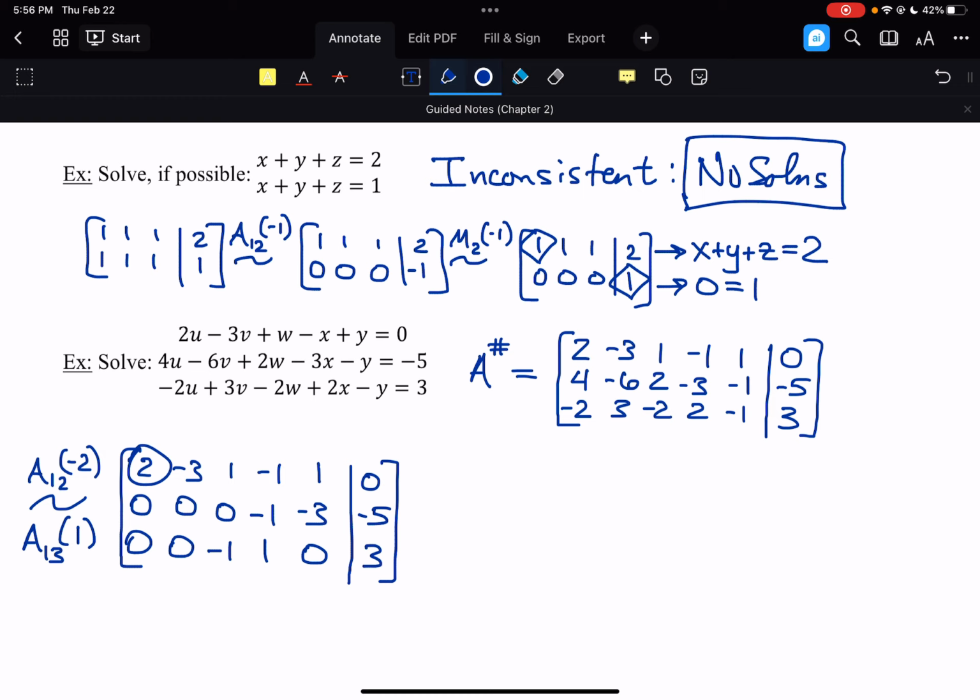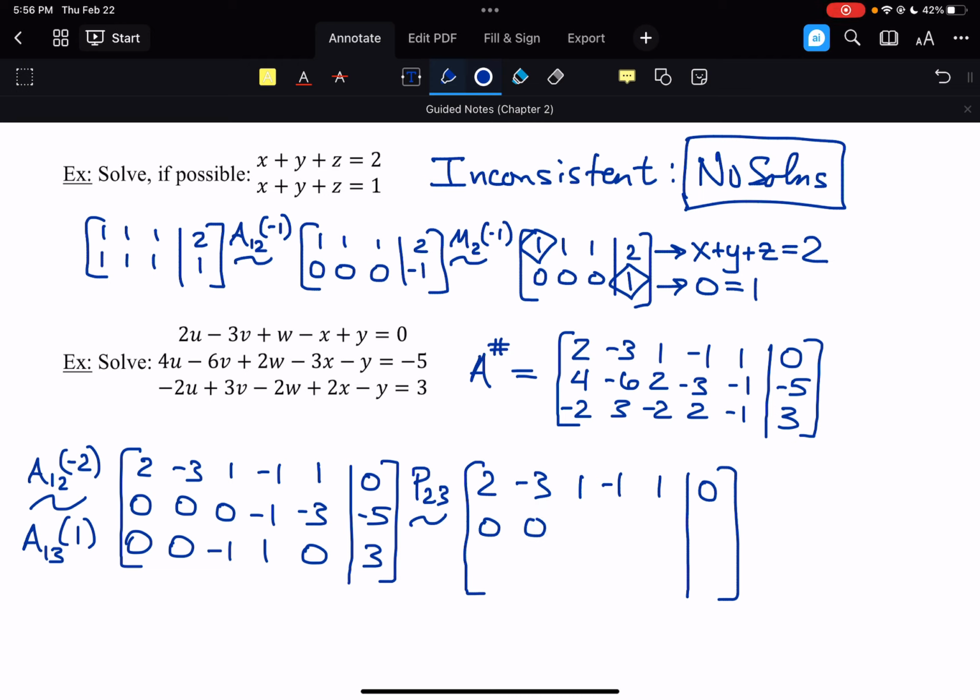So now we're going to have a pivot up here. This one would be the next pivot. However, notice this term down here is to the left of it. So we can't really call this a pivot because there's something over to the left of it. Let's switch these two rows so that this one can be our next pivot up here. So we're going to permute second and third rows. So we get 0, 0, negative 1, 1, 0, 3, 0, 0, 0, negative 1, negative 3, negative 5. Just like that.